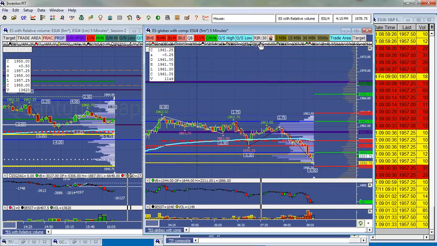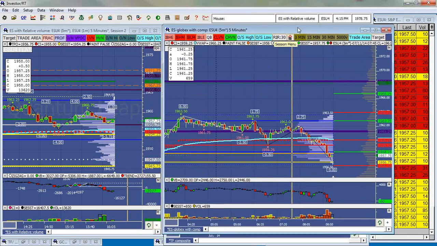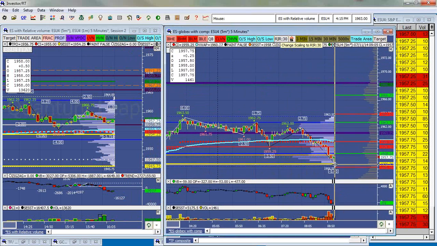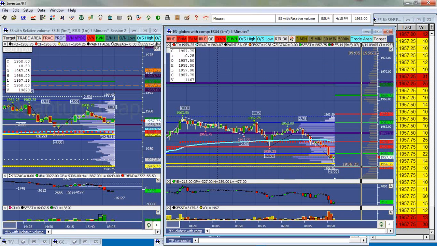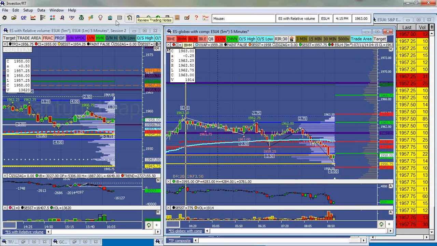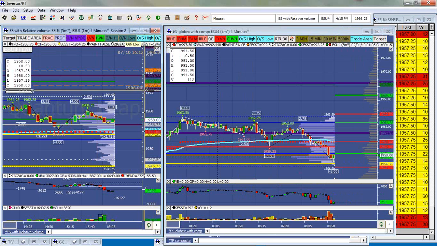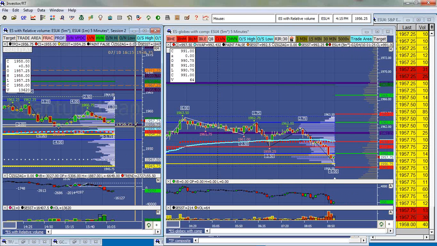Let's take a look at the Globex and start moving our numbers over to our chart. Our Globex low, look what it is, 1956.25. See how that plays out? So we've got 56.25 as our overnight low. We're likely to test this on the open.